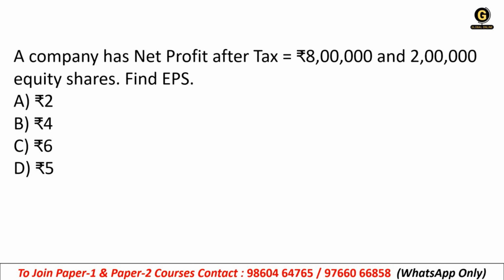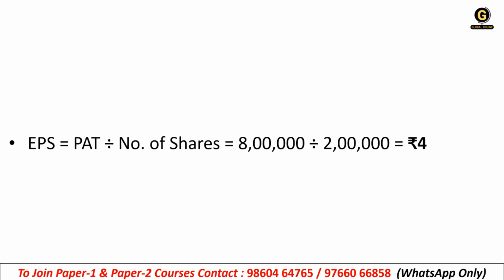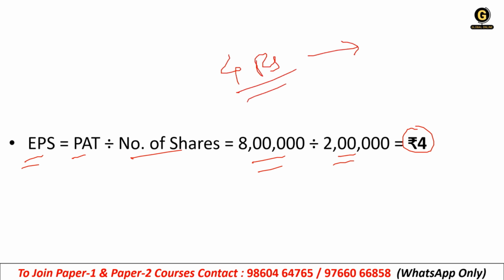Next, a company has net profit after tax of 8 lakh rupees and 2 lakh equity shares. Find EPS. Rupees 2, rupees 4, rupees 6, or rupees 5. Calculate it and give me the answer. The right answer will be rupees 4. See the formula: EPS is equal to PAT, profit after tax, divided by number of shares. We have net profit after tax rupees 8 lakh and number of shares 2 lakh. When we calculate it, we have rupees 4. That means rupees 4 will be the profit for every share.